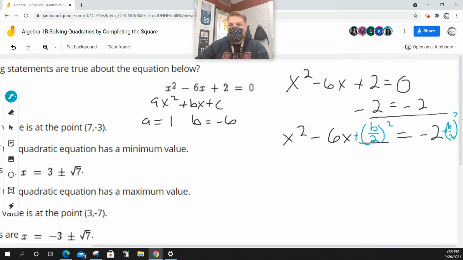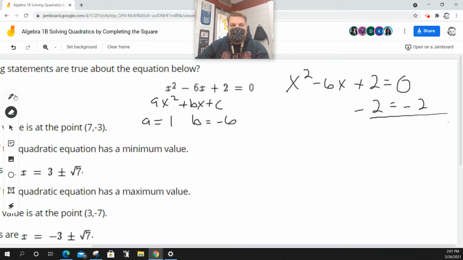I'm running out of room, but that's okay. I'll write it on the next line. Actually, let me just make the room. You guys are still writing some stuff down anyways. So I rewrite the line. I'm going to say x squared minus 6x. I'm going to add something there, and I got my negative 2 here. So whatever I add here, I'm going to have to add here. You guys with me so far?